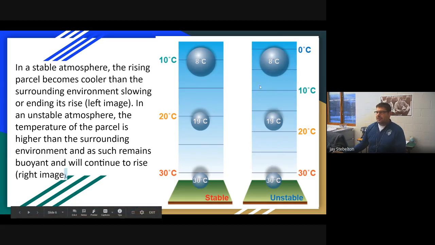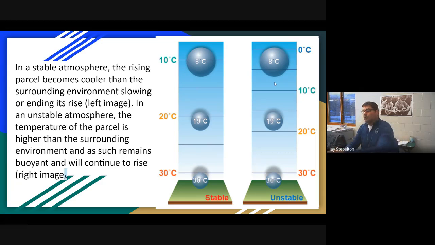In low pressure, the air is able to rise, and it will continue to rise as long as it's warmer than the air around it, or warmer than the air above it. I guess that's a better thing to say. Warmer than the air above it. So if you look at this right here, this 19 degrees Celsius is warmer than the 10 degrees above it. So it'll continue to rise.